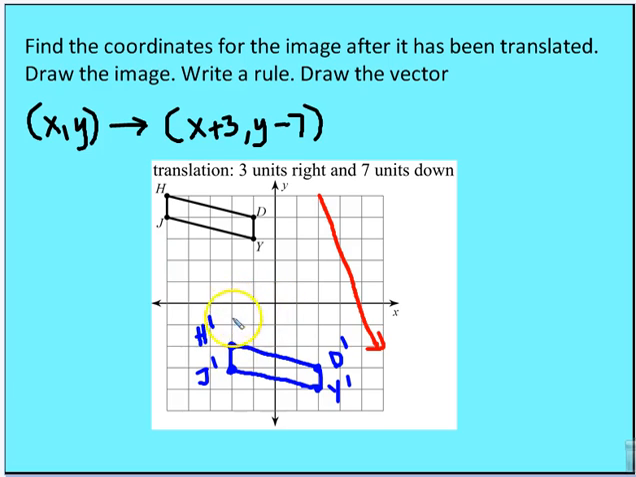H prime becomes -2, -2. And J prime becomes -2, -3. And D prime becomes 2, -3. And Y prime becomes 2, -4. And then I've drawn the appropriate vector, 3 units to the right, and 7 units down, 1, 2, 3, 4, 5, 6, 7. And that's it.